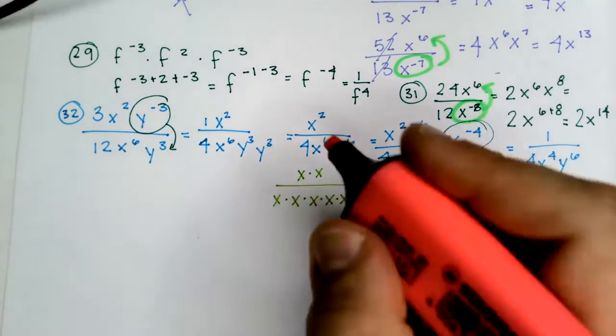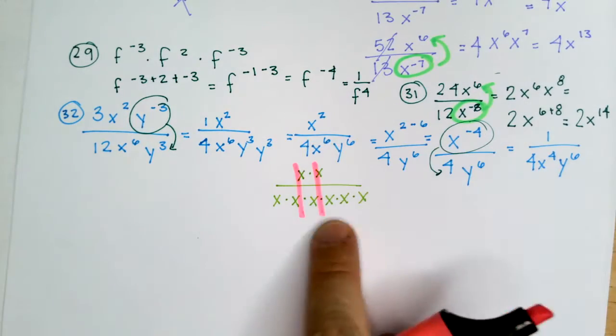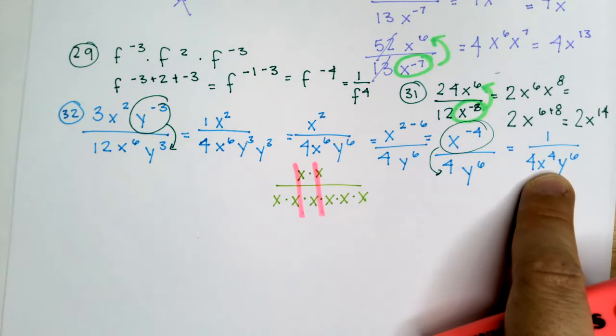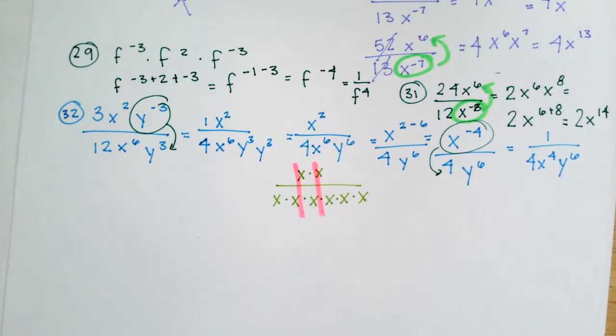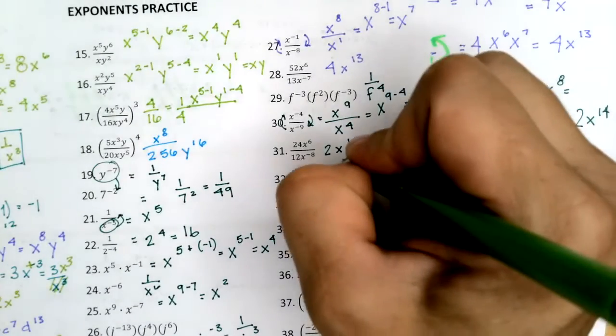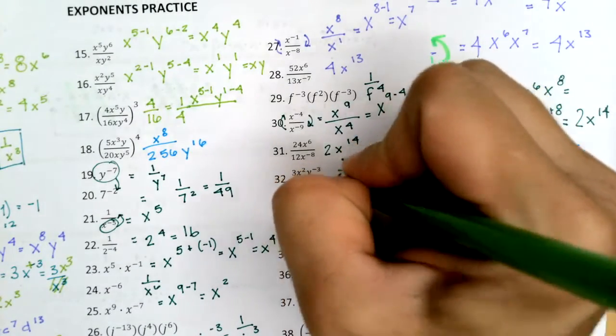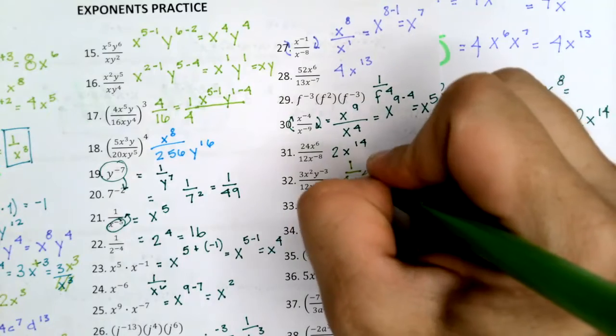And say, oh, 2 of them are going to be canceled and we'll be left with 4 on the bottom and none on the top. So that's a fine way to do it as well. So 32 was 1 over 4 x to the 4th y to the 6th.